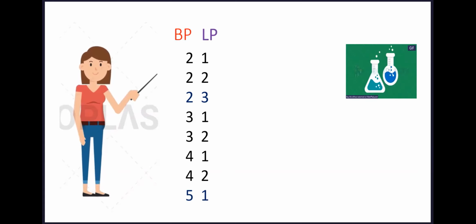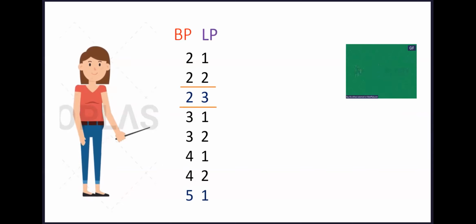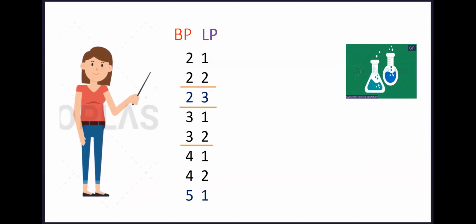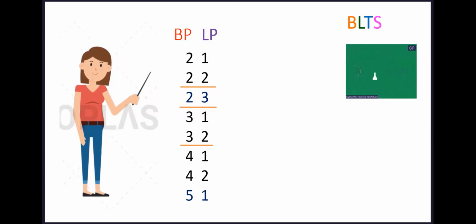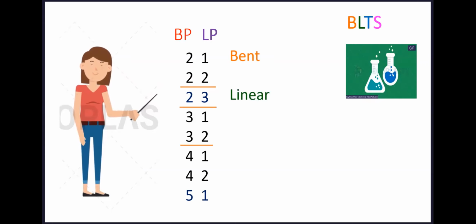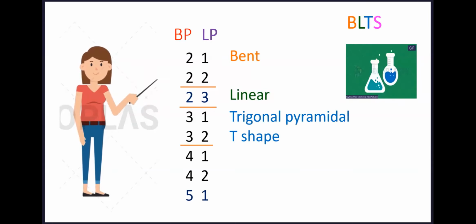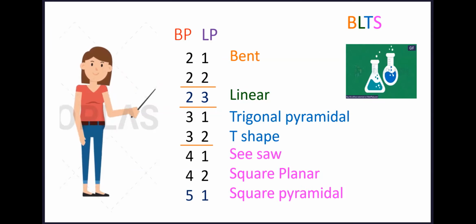If we draw a line under the numbers 22, 23 and 32, we would obtain 4 separated groups. Then we can use the acronym B, L, T and S for each group respectively. B stands for bent, L stands for linear, T stands for trigonal pyramidal and T-shape, and S stands for seesaw, square planar and square pyramidal. When we look at the letter T, it stands for 2 names, trigonal pyramidal and then T-shape.